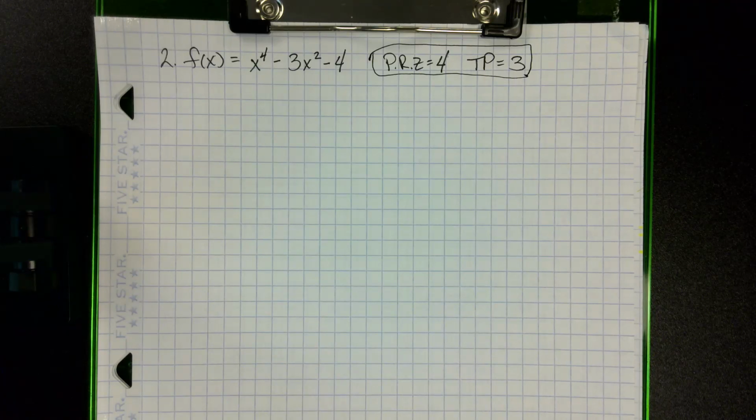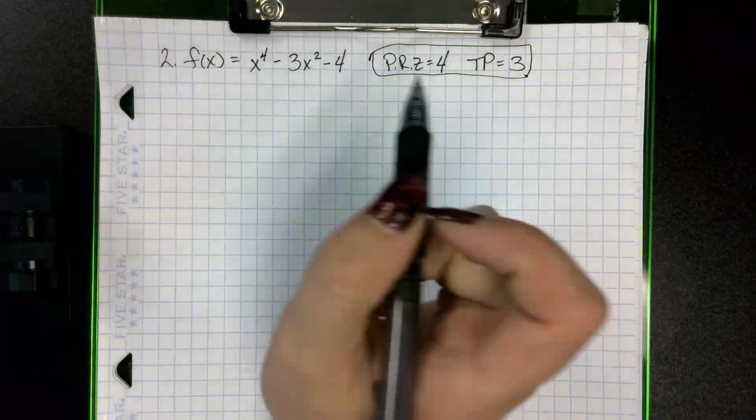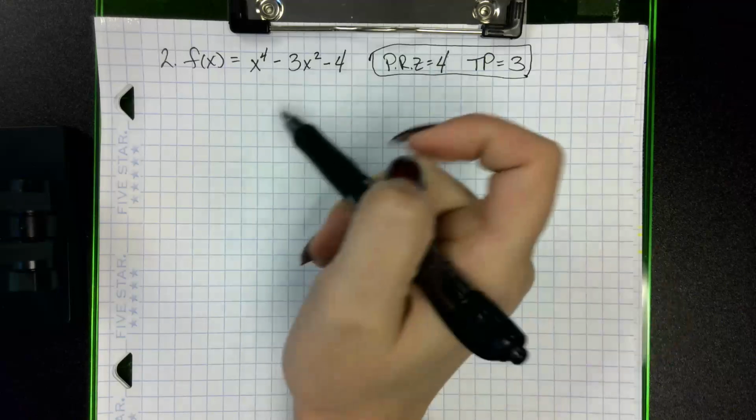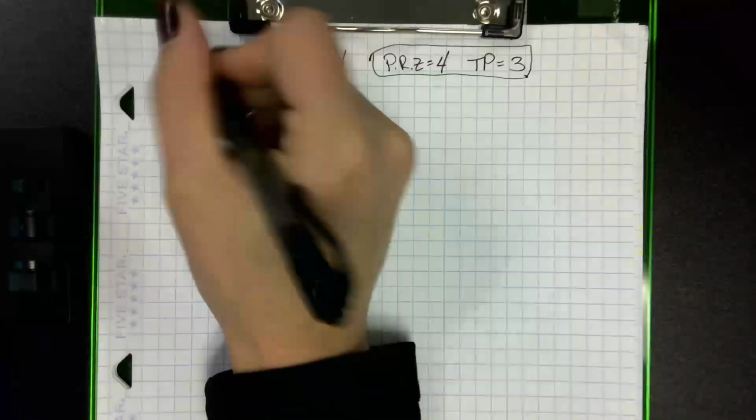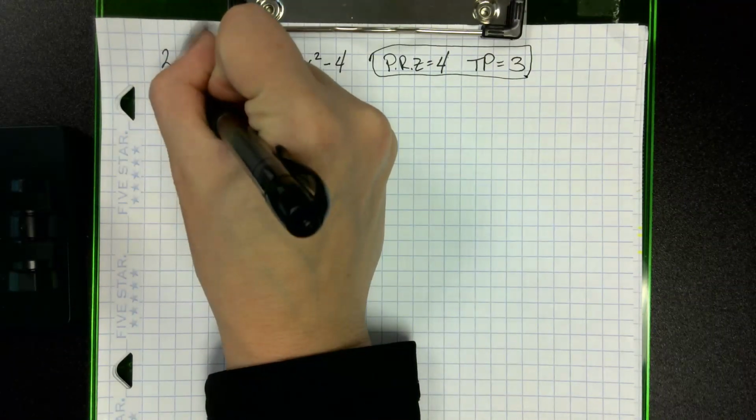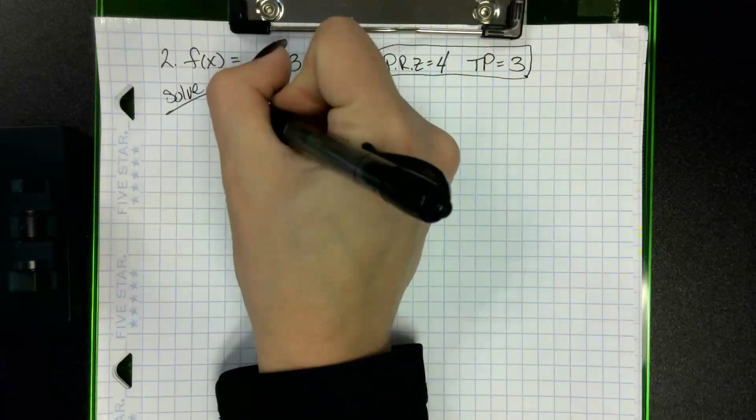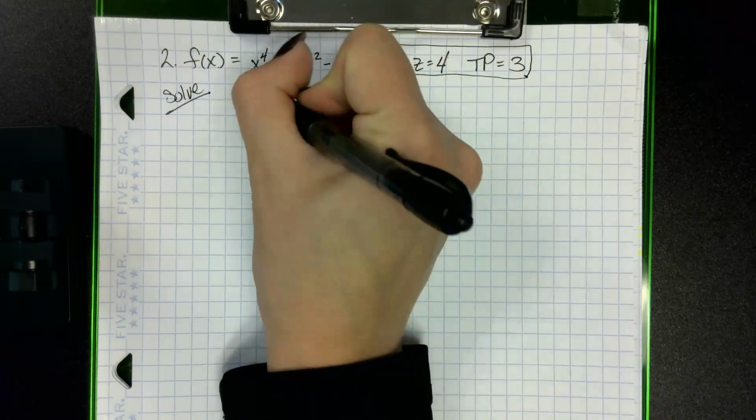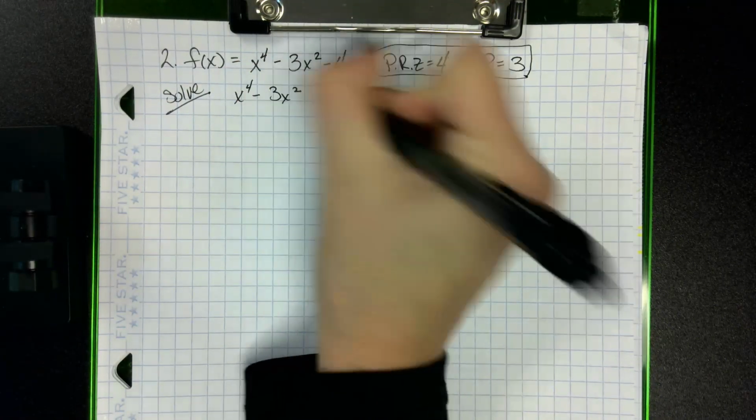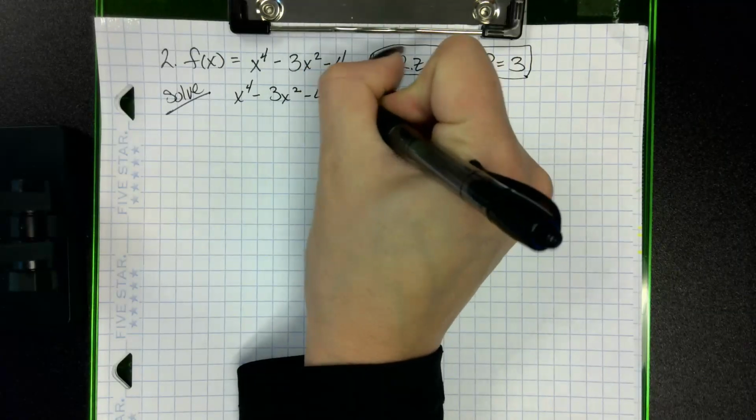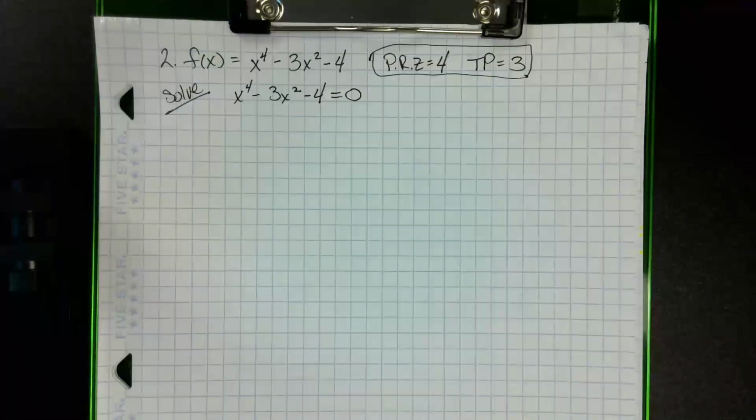So possibly we have 4 real zeros. It doesn't mean we have 4 real zeros, but we might. We can't have more than that. And we might have up to 3 turning points. Okay, so then next we need to factor and solve. So to solve this, we take the polynomial x to the 4th minus 3x squared minus 4, set it equal to 0, and solve it.